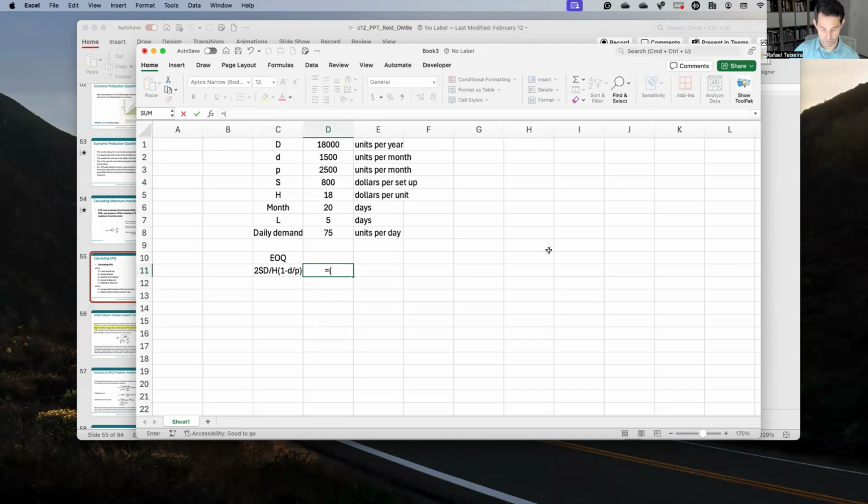The numerator is 2 times my setup cost times my annual demand, divided by, open parenthesis, my holding cost times 1 minus, open parenthesis again, my monthly demand divided by monthly production, close the parentheses. One more time here, is it right? Yes, I did it. Now the square root of this number, which is Q. Optimal order quantity is 2,000 units.